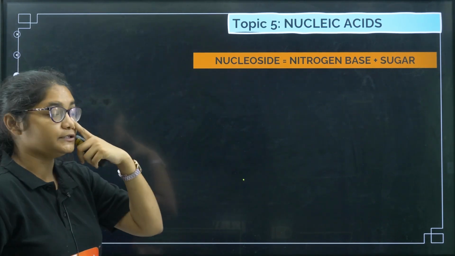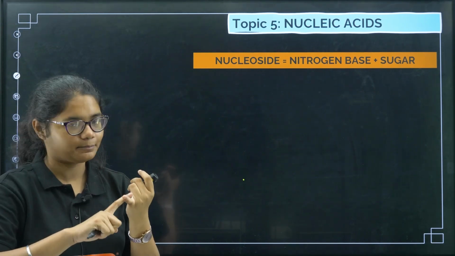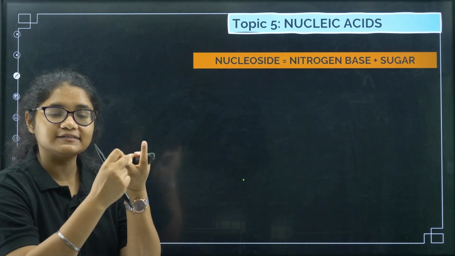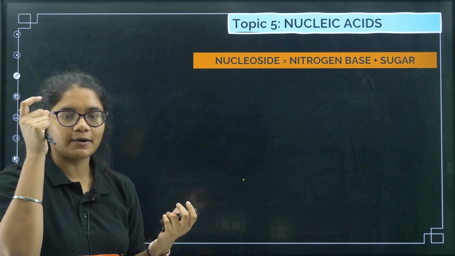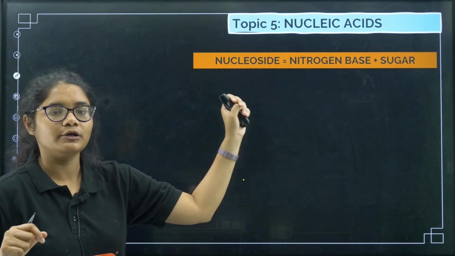Now what is this nucleoside? I told you nucleotide has 3 components: pentose sugar, nitrogenous base and phosphate group. So if you exclude this phosphate group, what are the 2 things left? The pentose sugar and the nitrogenous base, and that is nothing but your nucleoside.